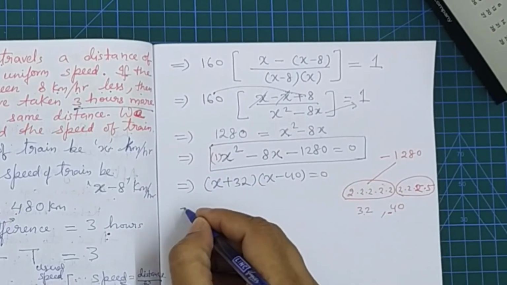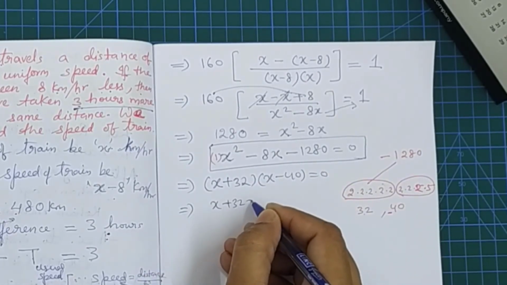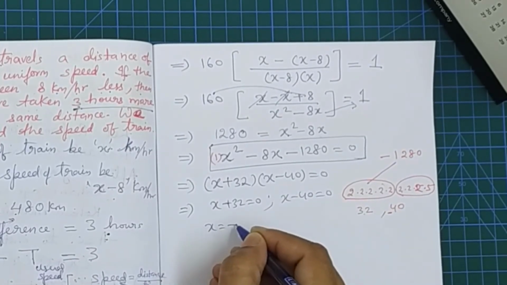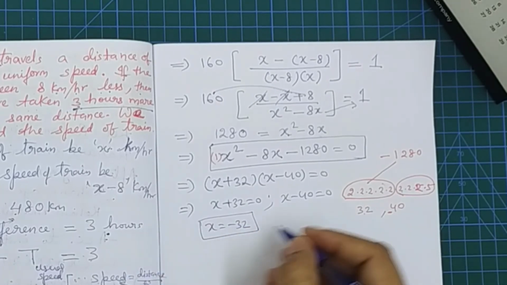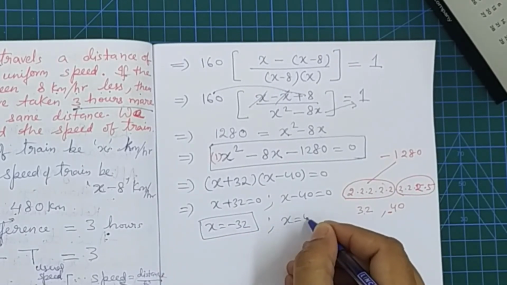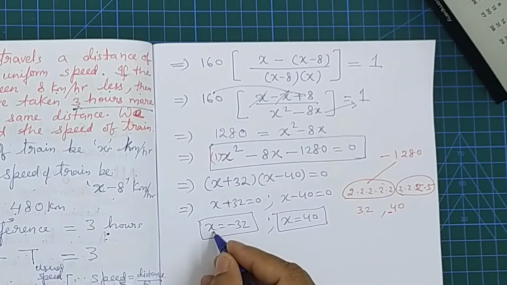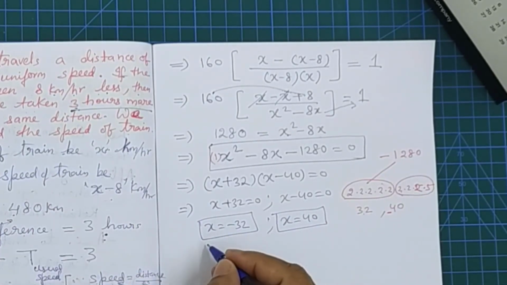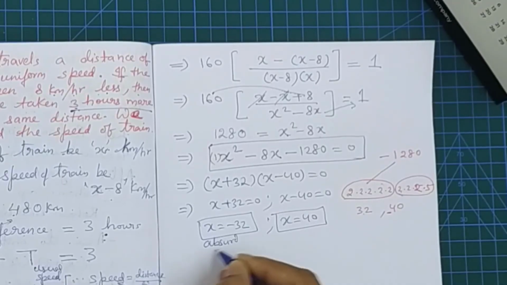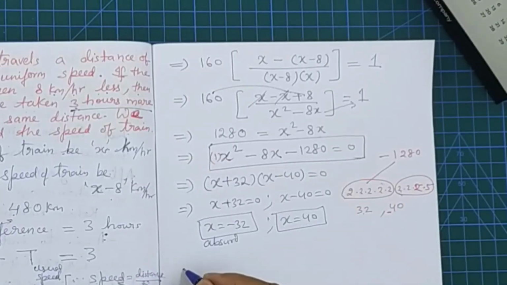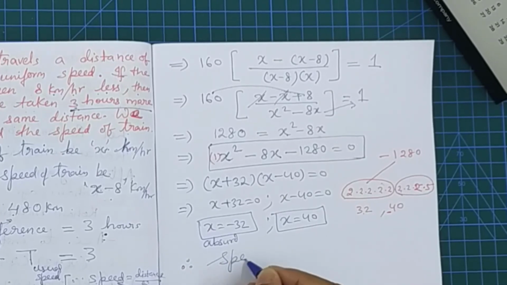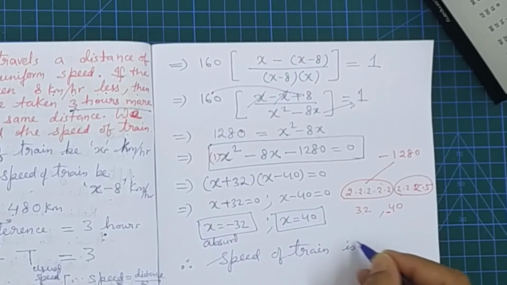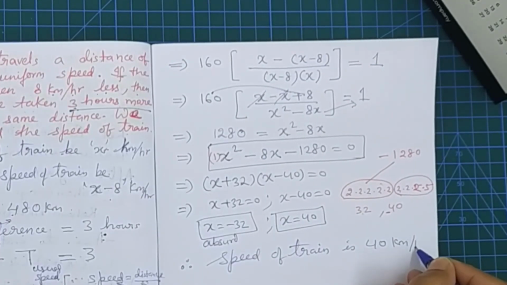Each of the factors is equal to 0. X plus 32 is 0, x minus 40 is 0. So here x is minus 32 and here x is 40. Here x was the usual speed of the train. Speed negative, so it is absurd. So this is the right answer. Therefore, the usual speed of the train is 40 kilometers per hour.